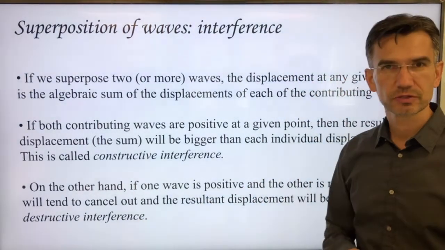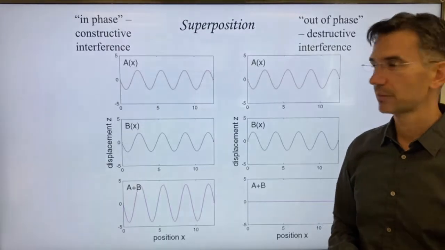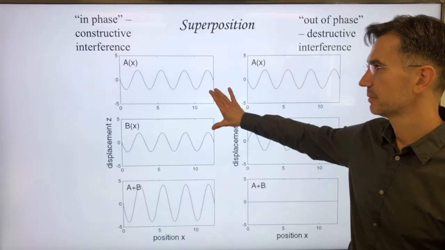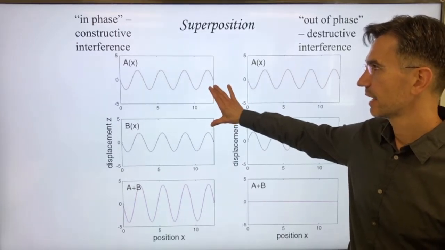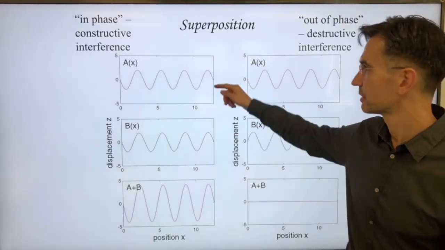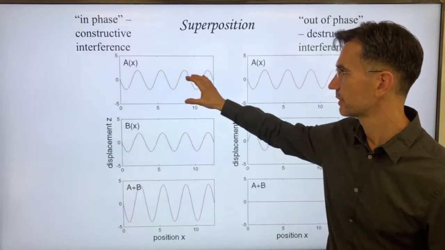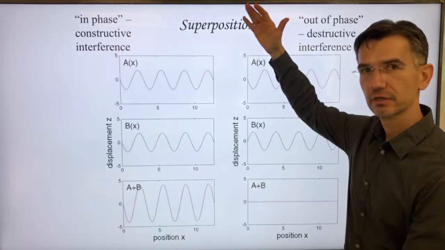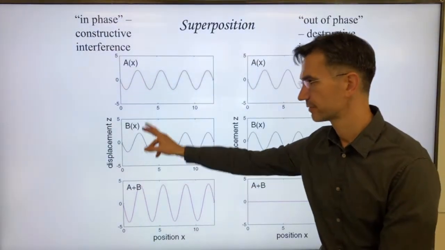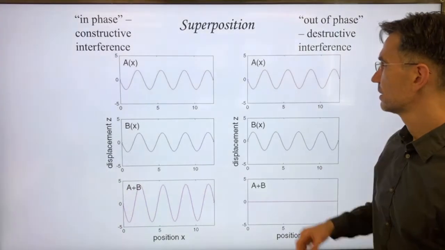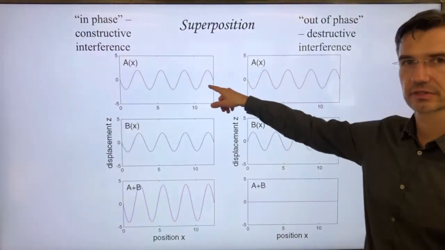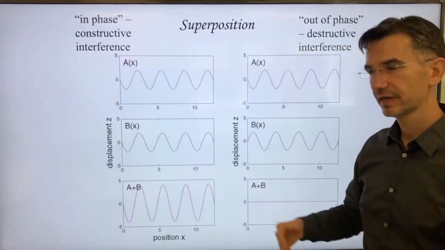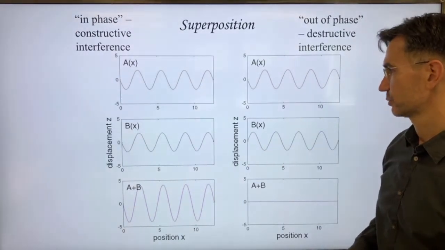And let's use graph examples to demonstrate this again. Here are two waves that have exactly the same period and are completely in phase, so their peaks always align. So when you add these up, the resulting wave has a bigger amplitude still, equal to the amplitude of A plus B. Here is the same wave as in the first example, but now the second wave has been shifted in phase by pi over 2.